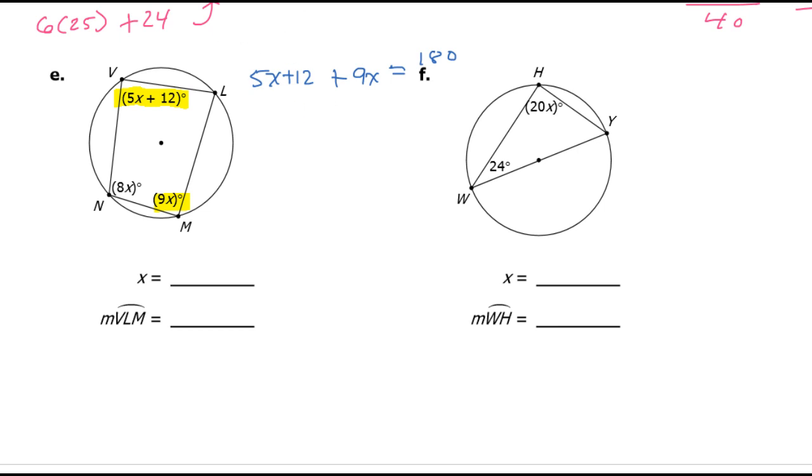Okay, these have to add up to 180. So combining like terms, we've got the 5x and the 9x. So, okay, what next? Subtract 12. So now what do I have?